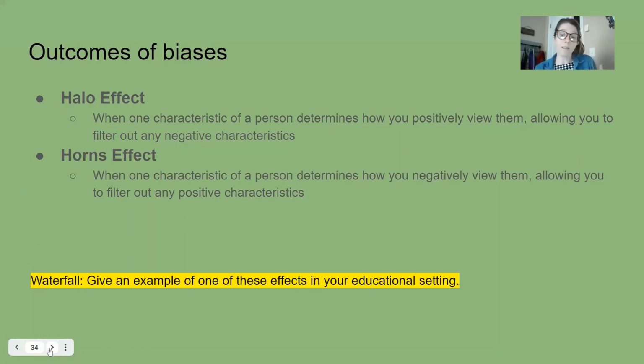On the opposite side of that is the horns effect. And the horns effect is when one or more characteristics of a person determines how you negatively view them. And then that one actually prevents you from filtering out any positive characteristics. So if you've got a child that always ruffles your feathers, is always hitting your hot buttons, over time, you're going to start to inadvertently view them negatively. You're going to invoke the horns effect.